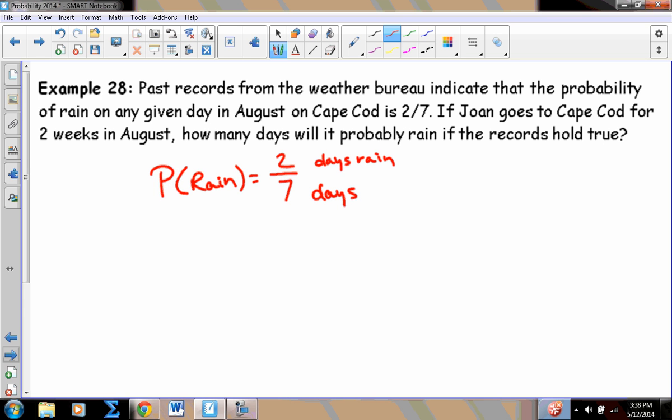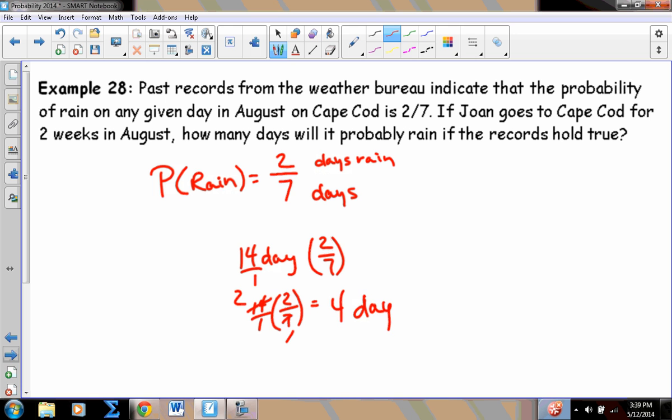So Joan's going to Cape Cod for 14 days. Well, 14 days, and we expect 2 out of 7 to be rain. All we have to do is take 14 over 1 times 2 over 7, and we should see that she should expect 4 days of rain. Just nice little multiplications. Don't make this hard, okay?